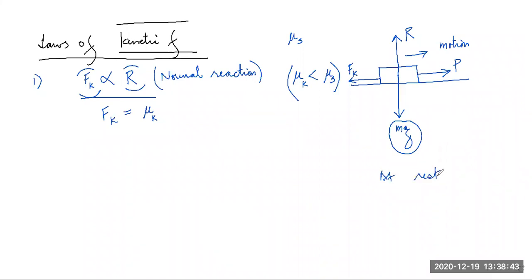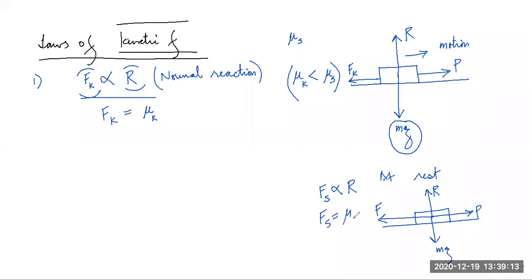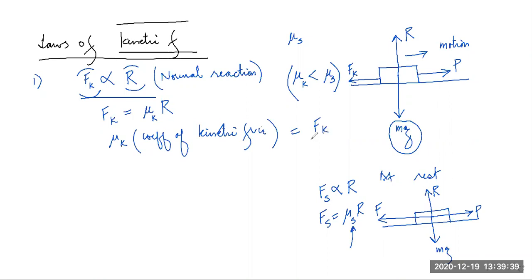The body is at rest, this is the weight of the body, mg. This is the normal reaction, which is equal to mg. I am applying a force P, but the body is not moving, and this is the force of friction. Now I can write Fs is proportional to R, and Fs would be equal to mu s R. What is mu s? Coefficient of static friction times R, and in this case coefficient of kinetic friction times R. So I can say mu k, the coefficient of kinetic friction, is equal to the force of kinetic friction divided by R.